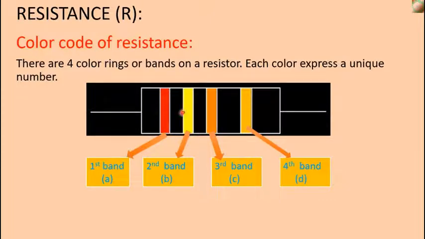From the first, second and third bands we can determine the actual value of the resistance, and with the help of the fourth band we can determine the tolerance, how much the resistance can be more or less, that is the tolerance in percentage, plus something percent or minus something percent.